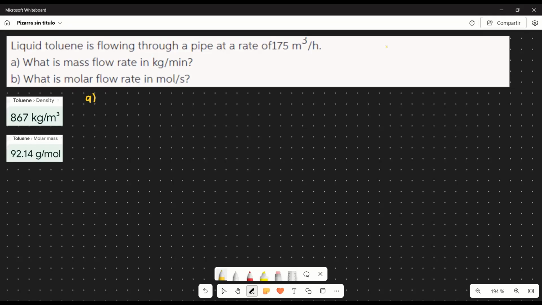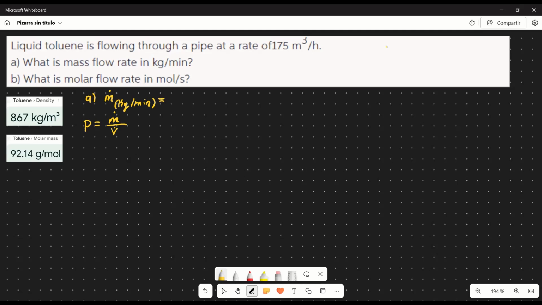So for the first part of the problem, part A, which asks us to determine the mass flow rate, we're going to need to use the density of toluene. Why is that? Because we know that density is equal to mass per volume, and we can use flow rates to simplify the process.